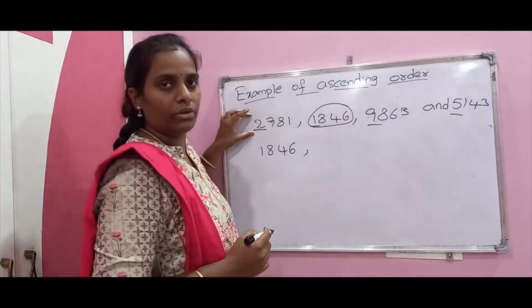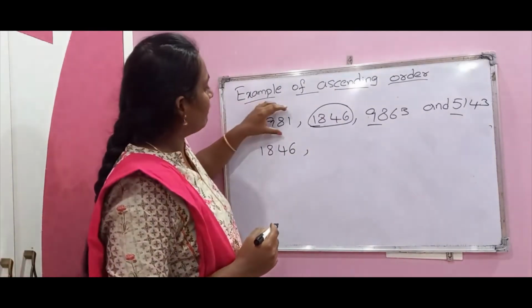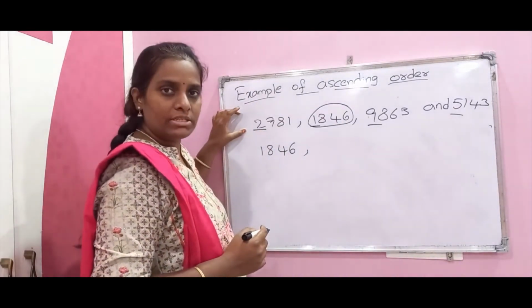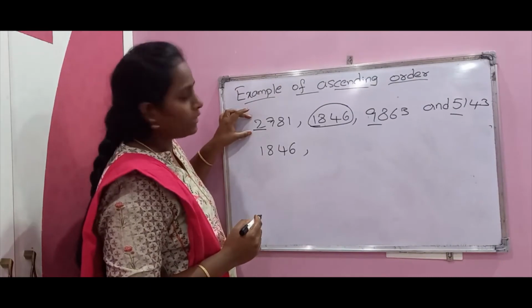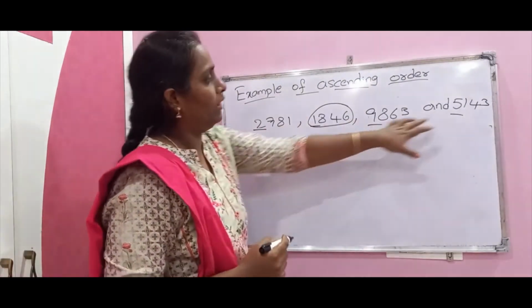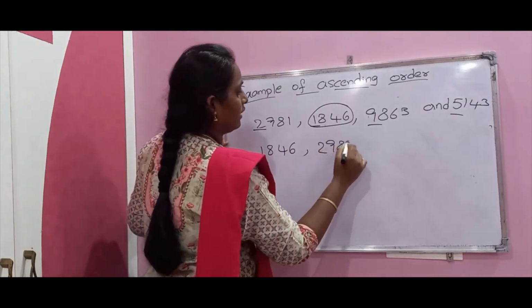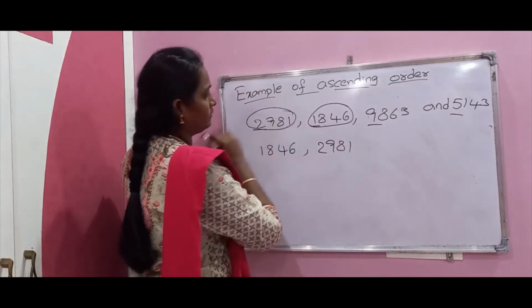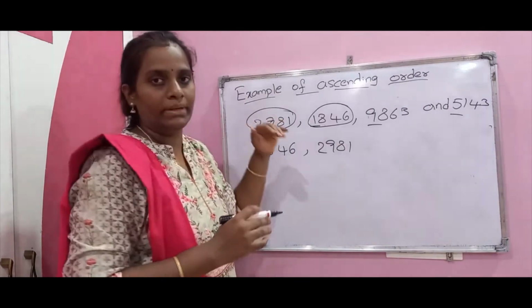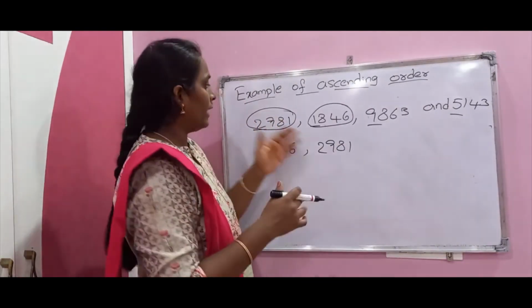Compare the first number only, first digit only. Don't compare every digit. First compare the first digit. Here 2. 2 is smaller than 9 and 5. So write this number 2981 and circle this one because this is completed. Otherwise we'll forget and compare this one again.